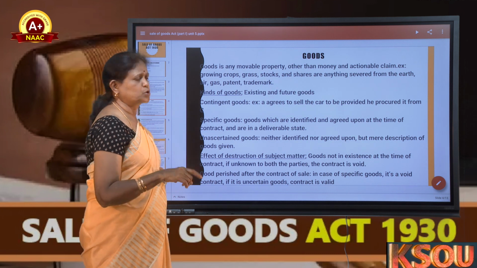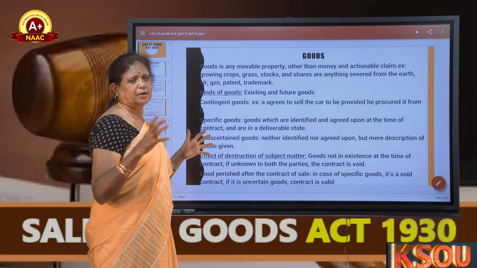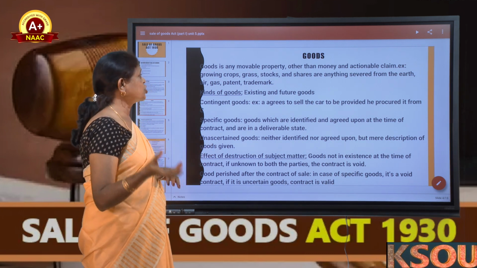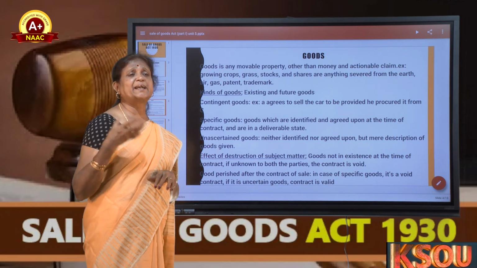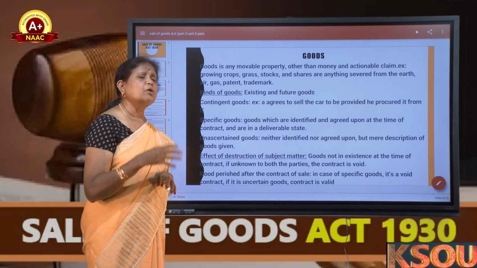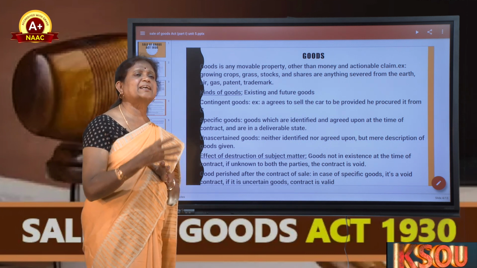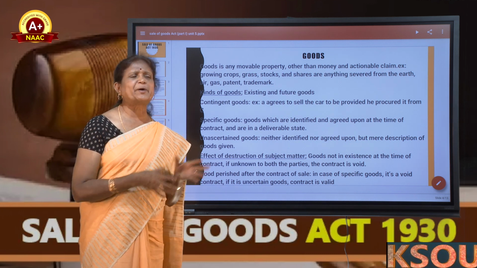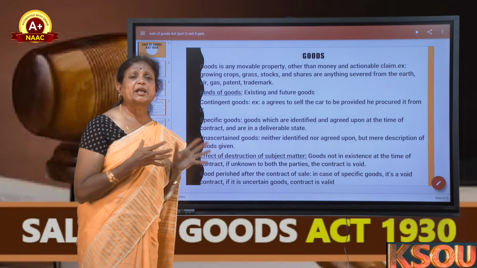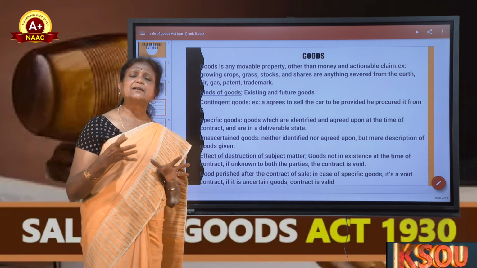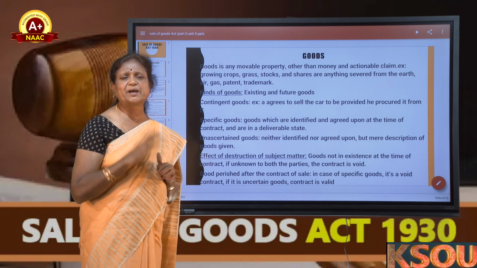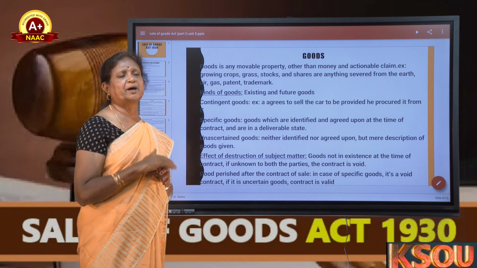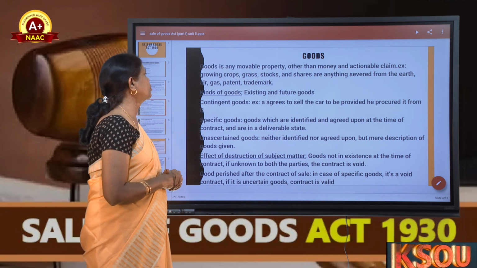And goods include, for example, grass, crops, stocks, or a copyright, patent, trademark, and also whatever property that can be severed from the earth is called a good. So for example, a living tree cannot be a good as long as it is not severed from the earth. So any property which can be separated from the earth can be a subject matter of goods.